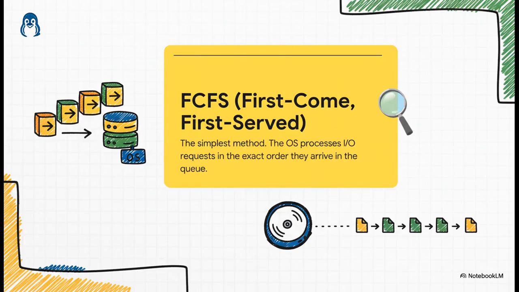All right, first up is the most obvious approach. First come, first served, or FCFS. It's exactly what it sounds like. Like a line at the bank. First person in line gets served first. No exceptions. It's fair, it's simple to understand, but it's not very smart. It doesn't do any optimization at all.